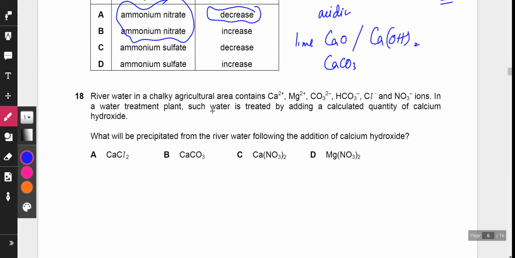So next is: river water in a chalky agriculture area contains these ions. Such water is treated by adding a calculated quantity of calcium hydroxide. What will be precipitated from the river water? A precipitate is something that's insoluble. So it's going to be B. We can simply ignore the question because nitrates are all soluble, so they're never going to form a precipitate. Remember the solubility table: all nitrates are soluble. So nothing insoluble.